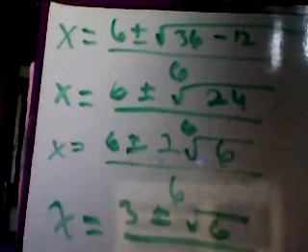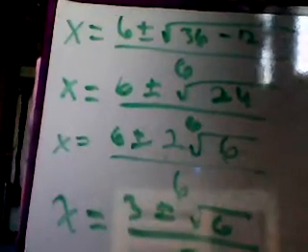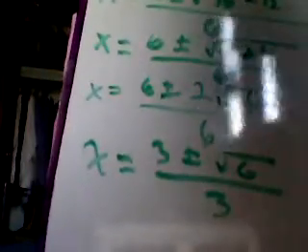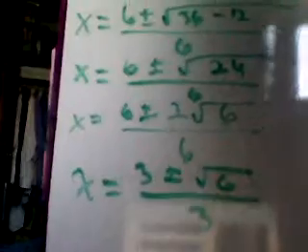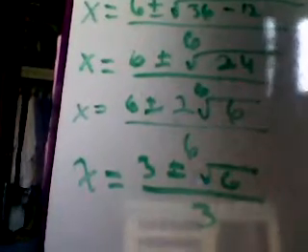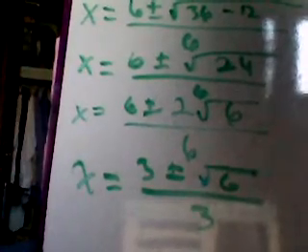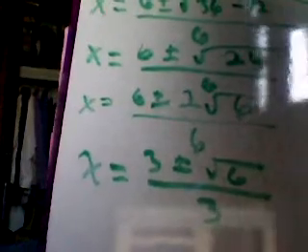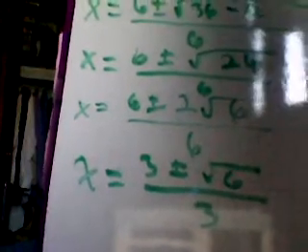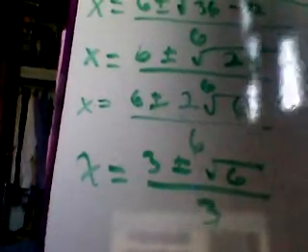So 6 plus or minus 2 square root of 6, all over 6. And then you just do a little simplification. They have a common factor of 2. So 3 plus or minus square root of 6 over 3. And that is 2 of the zeros for this function.